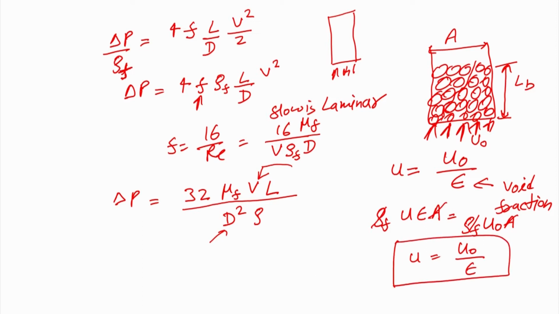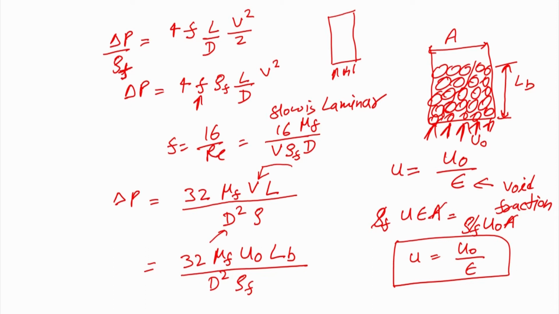So, we already know the u value now. Now, what about the d? What about the diameter of the column? So, this v will be modified with this value, and your equation will be changed. I will just put it here. So, it will be 32 mu of fluid into u naught into length. Now, the length will be the length of the bed, so I will replace it with LB upon d square into rho of fluid. So, that is the way this equation will be modified.